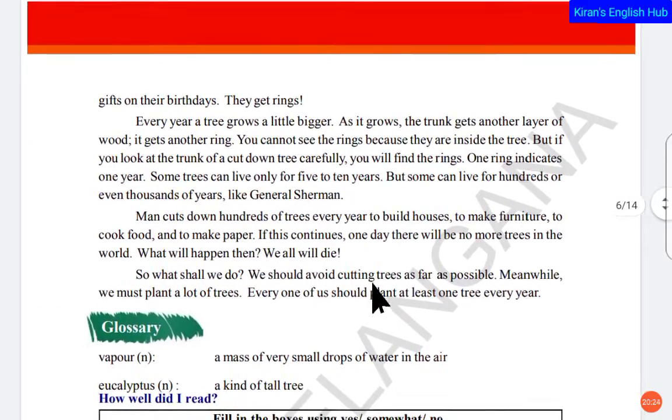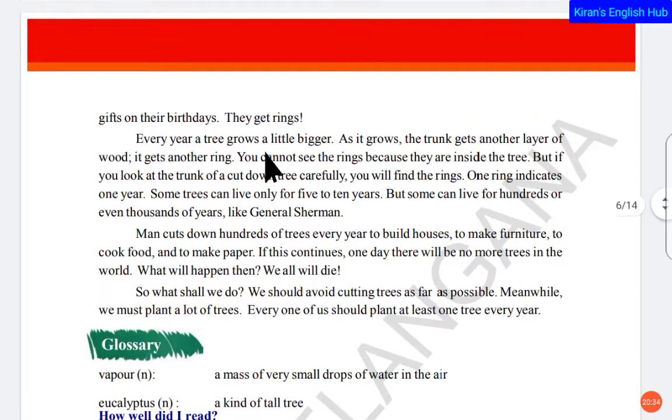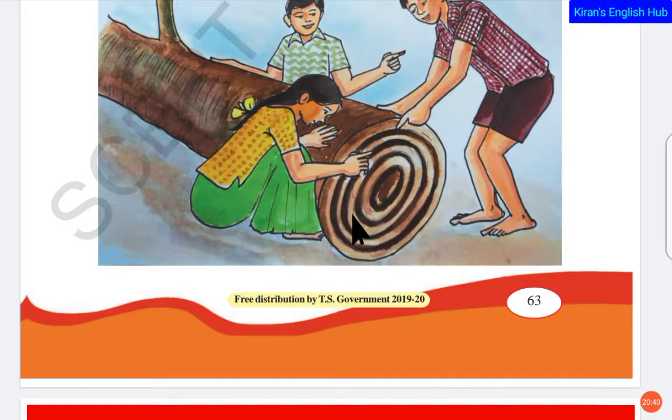Every year a tree grows a little bigger. As it grows, the trunk gets another layer of wood and it gets another ring. So these rings are nothing but the layer of wood the tree grows every year. That wood gets hard and becomes just like a ring. So every year it gets one ring, one ring like that.